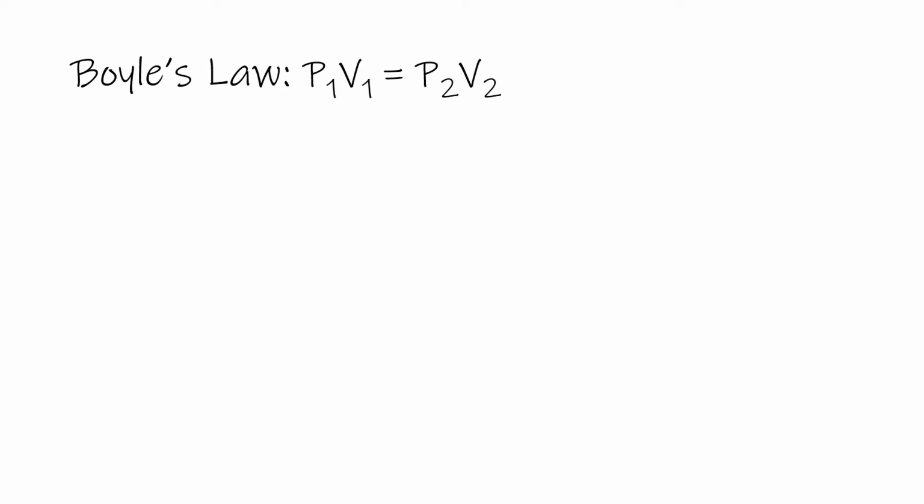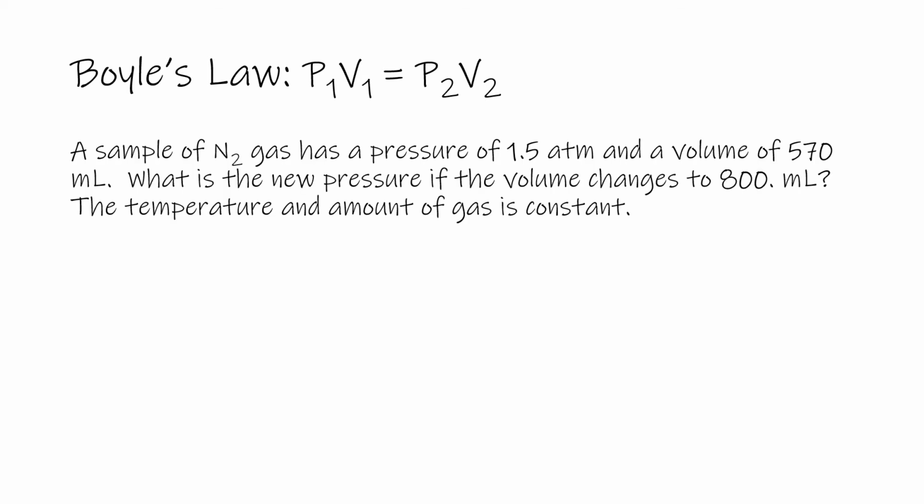So let's look at a sample problem. Here we have a sample of nitrogen gas that has a pressure of 1.5 atmospheres and a volume of 570 milliliters. What is the new pressure if the volume changes to 800 milliliters? The temperature and amount of gas are constant. That last part is important because those two factors need to be constant when we're dealing with Boyle's law.